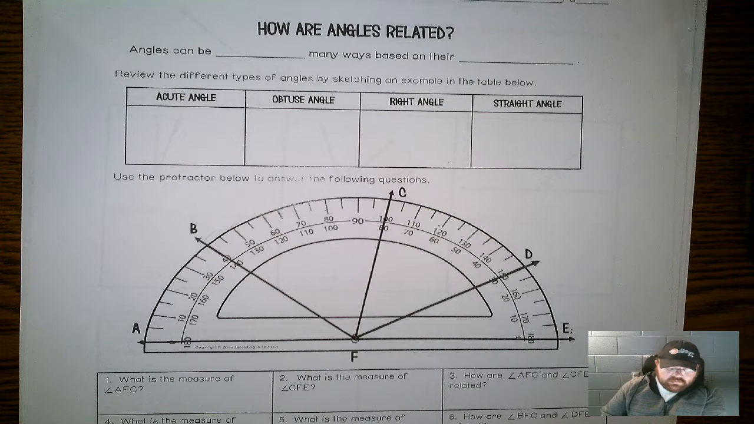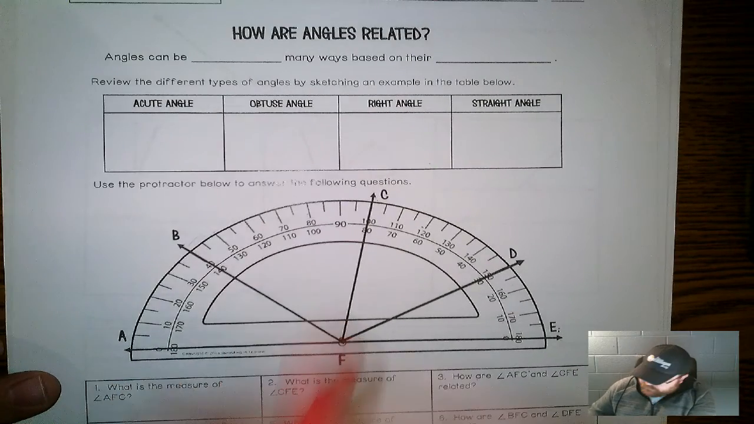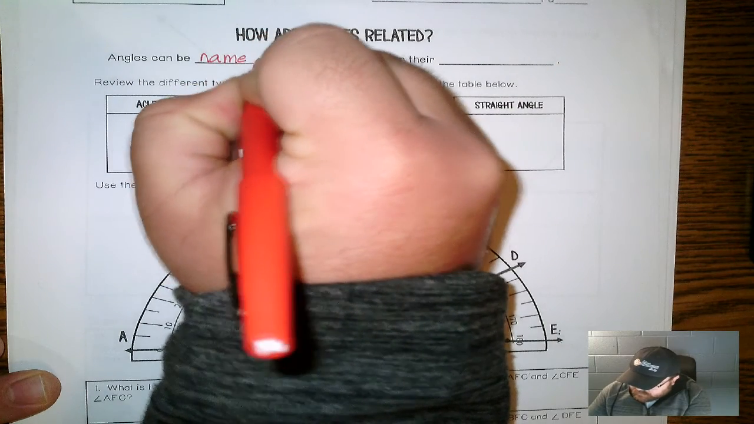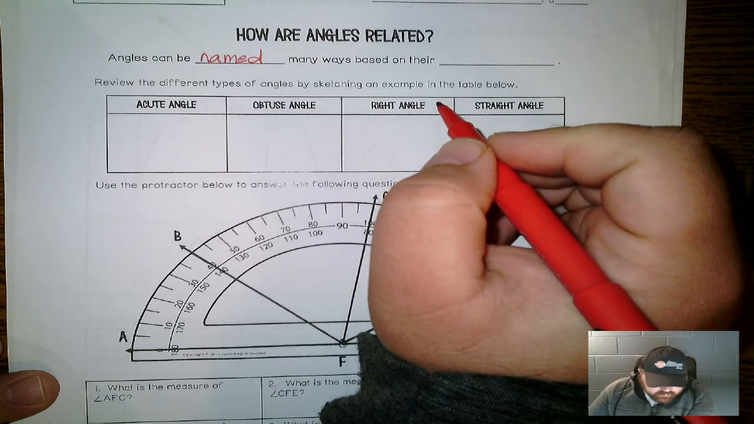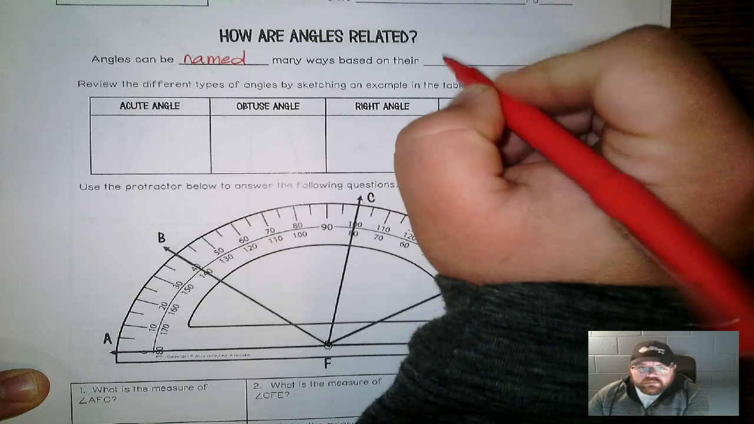Alright guys, this week we are focusing on angles and the classification of those angles, and we are also going to be looking at circles and some of the vocabulary needed for circles. So the first thing we're going to do is look at how angles are related, and we could fill in the blank and say that angles can be named many ways based on their characteristics.